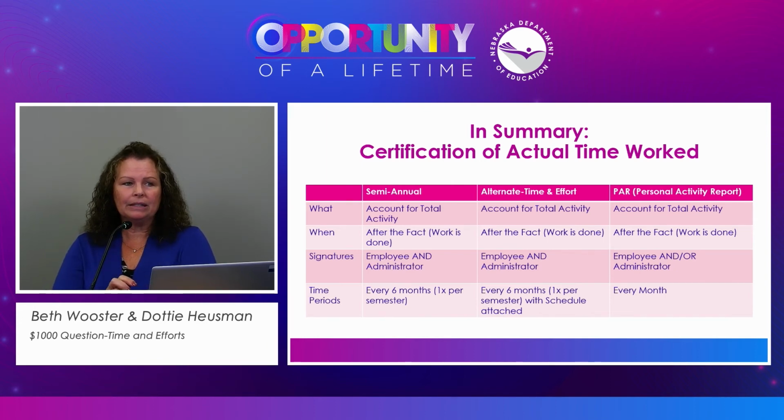The time periods. The semi-annual has to be done at least every 6 months, so one time per semester. And then an alternate time and effort would be, again, every 6 months, at least one time per semester, but you also have to have the schedule attached. A PAR would be monthly.